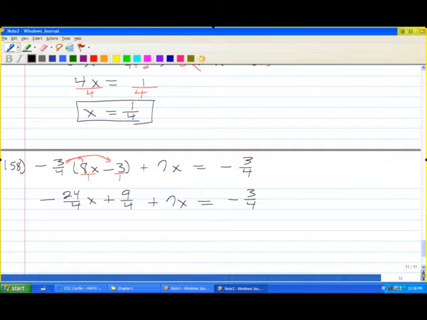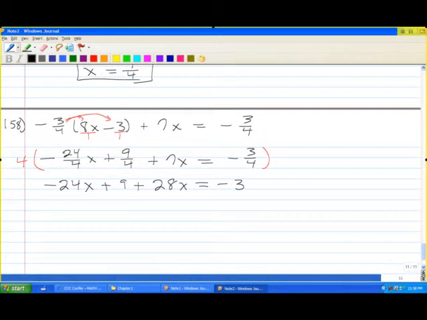So what I could do is just multiply every term here by the least common denominator. The least common denominator here is 4. If I do that, the 4's cancel, so I get a negative 24x. The 4's cancel, so I get 9. 4 times 7x is 28x. The 4's cancel, so I get negative 3. And now you don't have any fractions to deal with. So one way to deal with fractions is just to get rid of them. This works as long as you have an equation, because I can use the multiplicative property of equality.